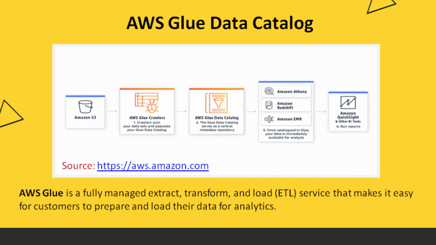AWS Glue will call the configured data source, discover the metadata, which is basically table definitions and schema, and store them in the Glue data catalog. Once cataloged, your data in the data lake is immediately searchable, queryable, and available for other downstream processing.